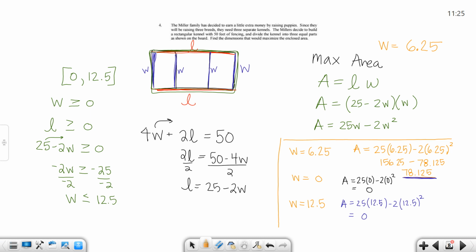Now then, it asks you for the dimensions, so we also need the length. So go back to the length formula that you see in the middle. Length would equal 25 minus 2 times 6.25. So that would equal 25 minus 12.5. So that means your length for maximum area would be 12.5. And that is your answer.